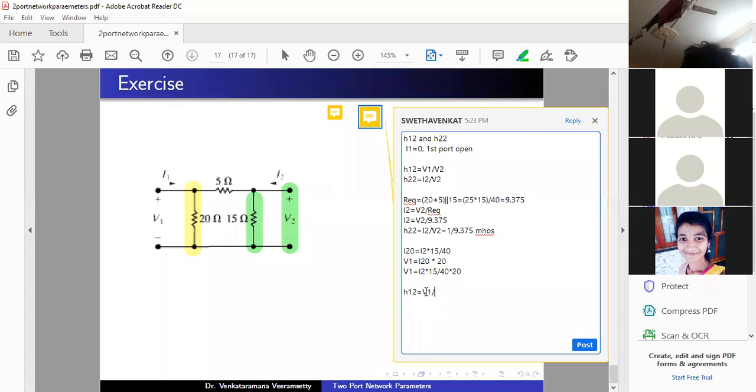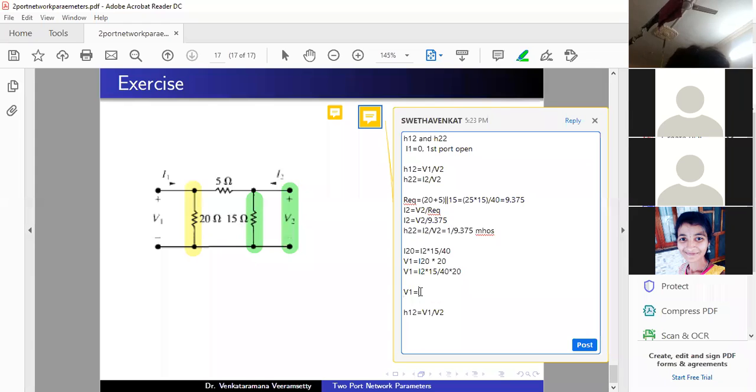V1 divided by V2. But we have the V1 expression in terms of I2, not in terms of V2. Then what do we have to do? We have to find the value of I2 in terms of V2. So can I write V1 equal to, look at this equation: I2 is equal to V2 divided by 9.375. So just replace this I2 value here.